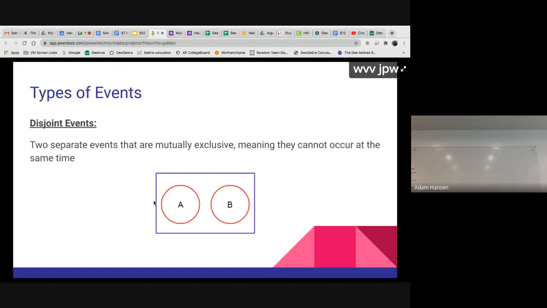I go back to the deck of cards. Could you draw a card that's an ace and a face card? Could you draw one card that's both an ace and a face card? No. Why not? Because they're two different things. They're mutually exclusive. There are no cards that are both aces and faces. They're disjoint or mutually exclusive. Ace. Ace, king, queen, jack.